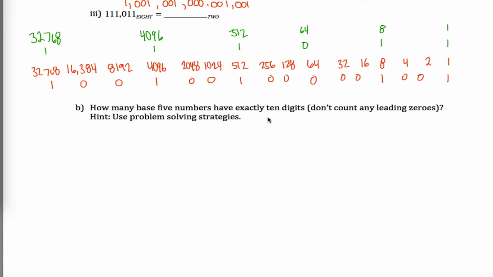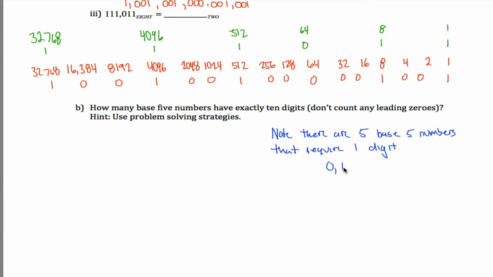How many base 5 numbers have exactly 10 digits? Don't count any leading zeros. Note. There are 5 base 5 numbers that require 1 digit. Specifically, the numbers 0, 1, 2, 3, and 4.